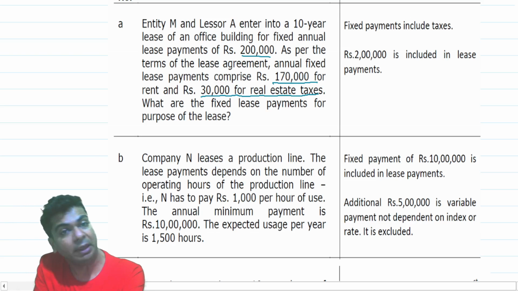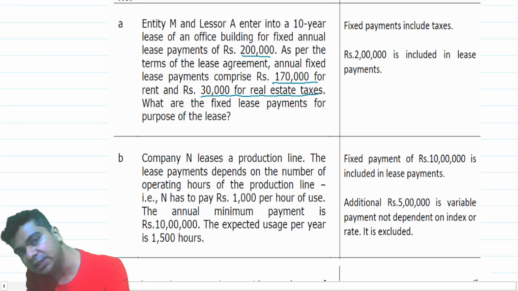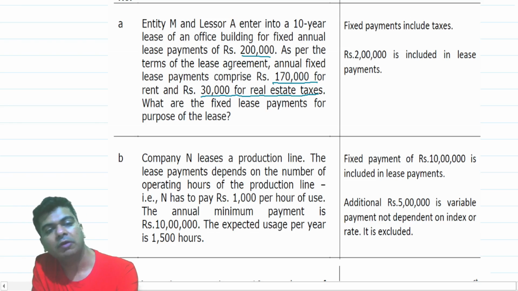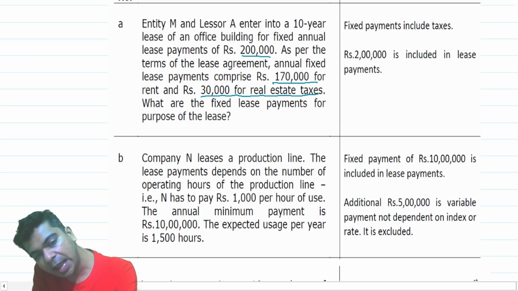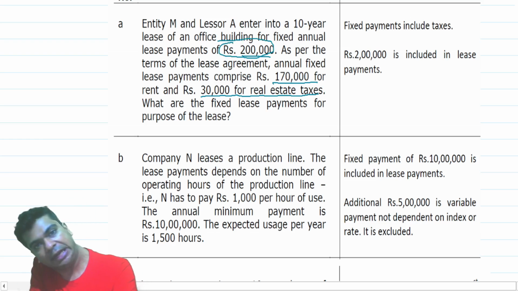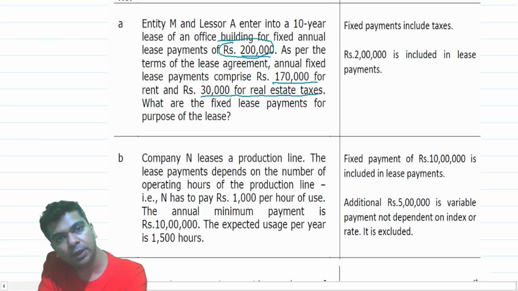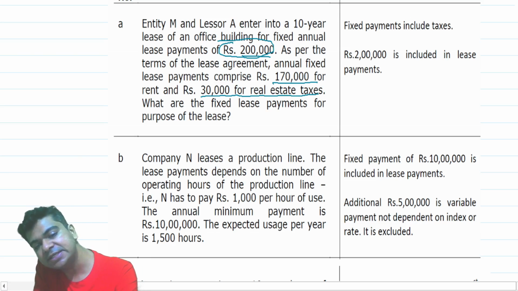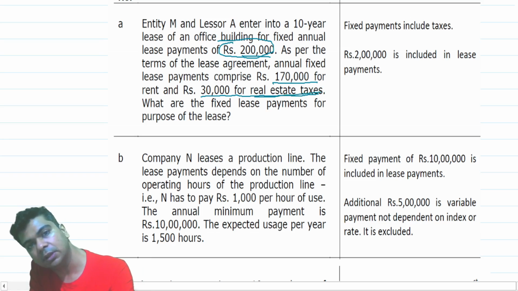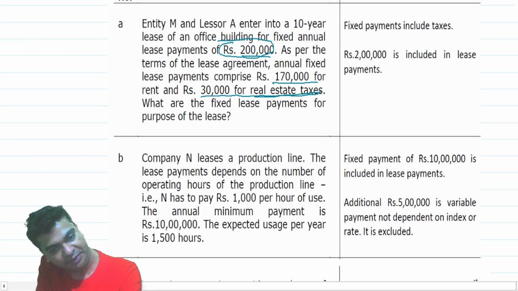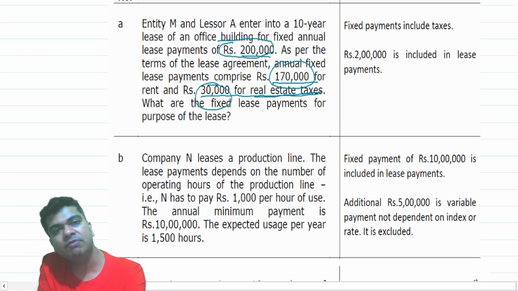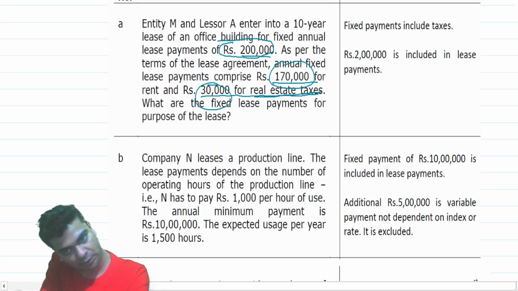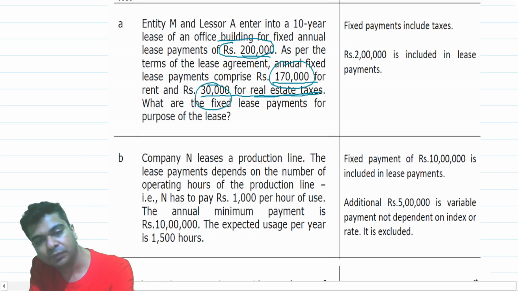We know that fixed payments are going to be included in the lease. So we will be including the entire 2 lakhs of rupees that you are going to pay. We know that lease payments will include taxes which are non-refundable. You are paying real estate taxes which are non-refundable, and hence 1,70,000 plus 30,000, which is turning out to be 2 lakhs. I will include 2 lakhs of rupees in the lease payments.